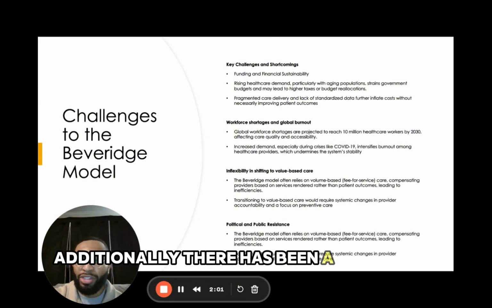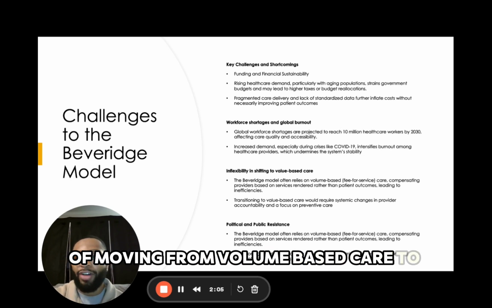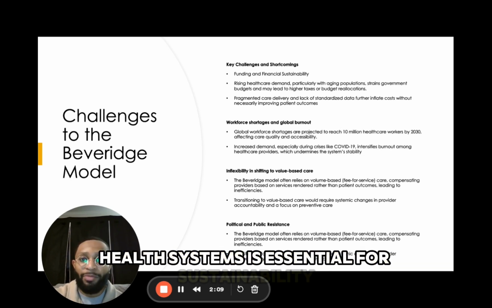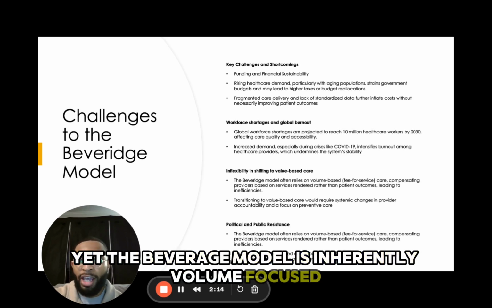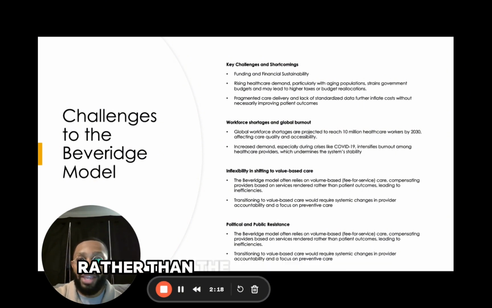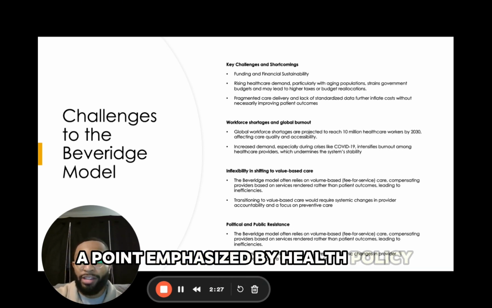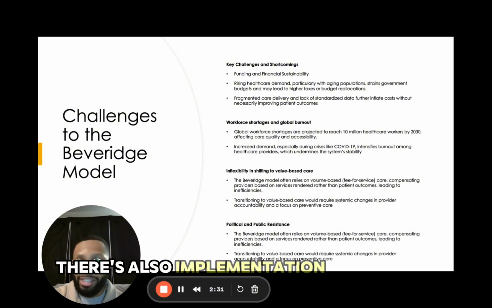Additionally, there has been a slow shift to value-based care. Moving from volume-based care to value-based care is essential for sustainability, yet the Beveridge model is inherently volume-focused, compensating providers for the number of services delivered rather than the patient's outcomes. This approach increases costs without necessarily improving health results, a point emphasized by health policy analysts at the World Health Organization.